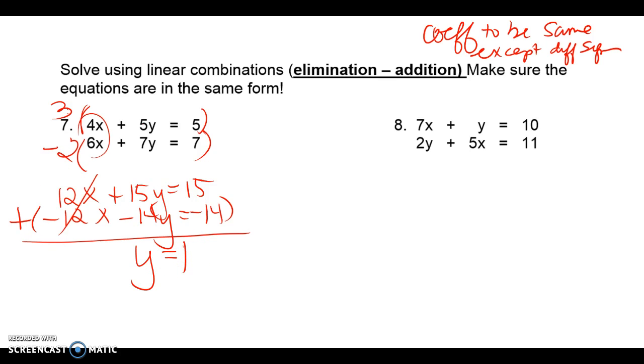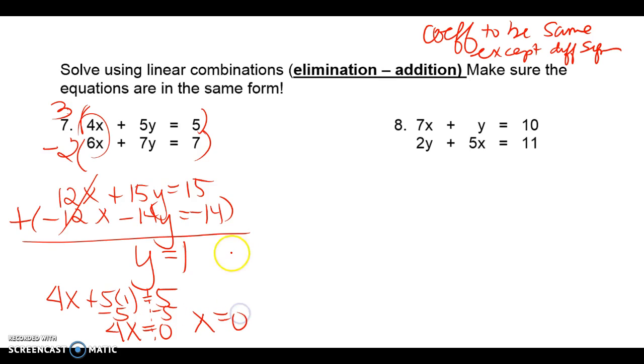y equals 1. Now I can plug that or substitute that into either of these equations. So let's do this. 4x plus 5 times 1 equals 5. Right, I'll subtract 5 from both sides. 4x equals 0. Therefore, x equals 0. So my solution to this is 0, 1.